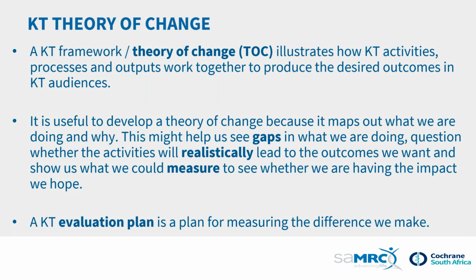So every KT strategy should be underpinned by a theory of change, which simply means that we want to be able to map out in a systematic way who our KT stakeholders are, and we want to show in the format of a diagram or in a table how our different KT activities, processes, and outputs work together to produce the desired outcomes in KT audiences.